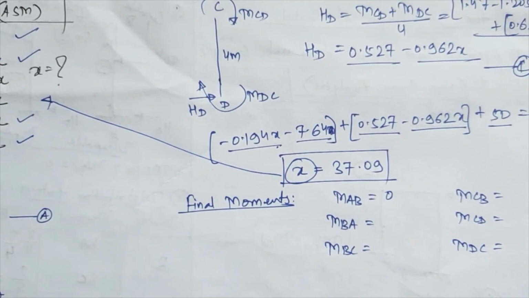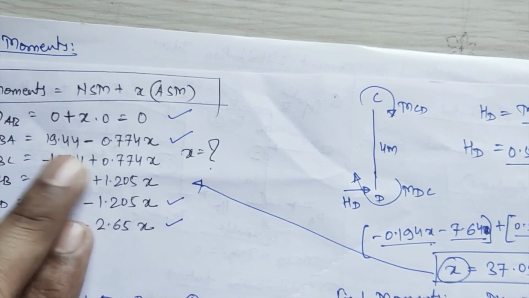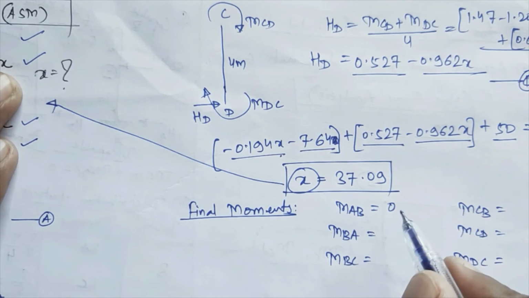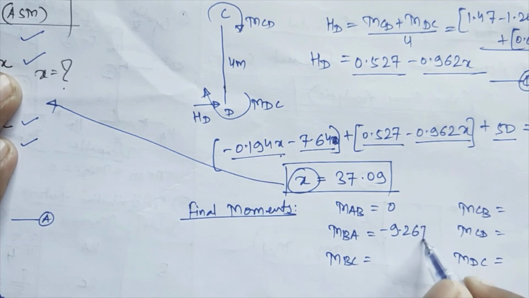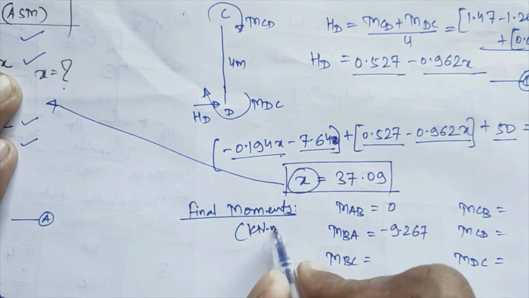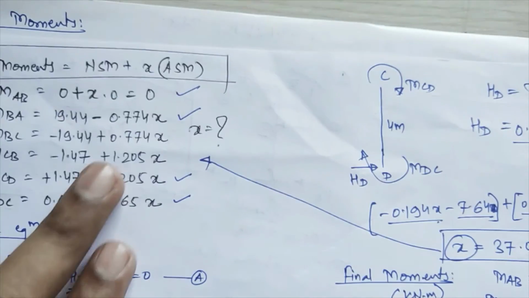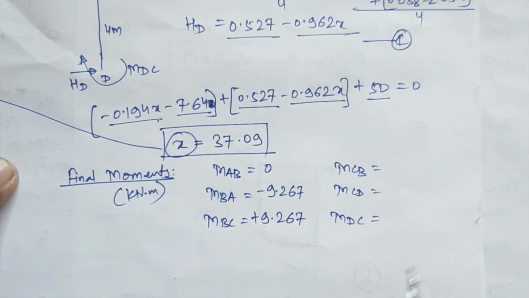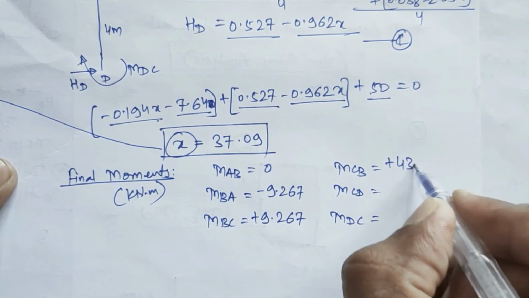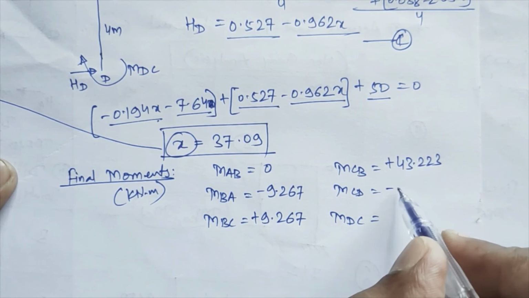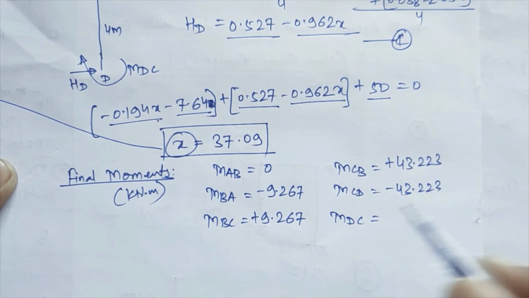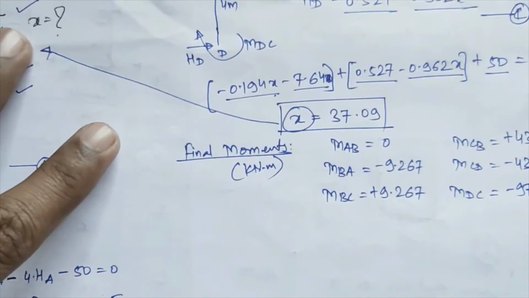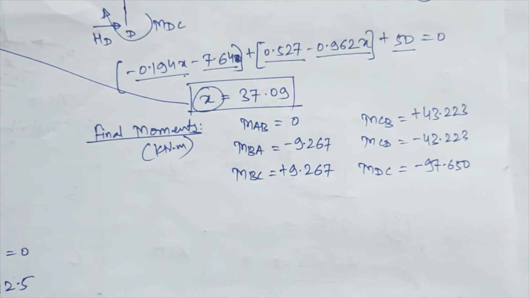So MAB, directly I have got that value as 0. Next, MBA is 19.44 minus 0.744 of X. X is your 37.09, so if you substitute that X, I get this value as minus 9.267, and all these values are in kilonewton meter. Next MBC, after substituting X, I get as plus 9.267. MCB I am getting as plus 43.223, MCD as minus 43.223, and last value MDC I am getting as minus 97.6. So all the moments I am getting after calculating X.